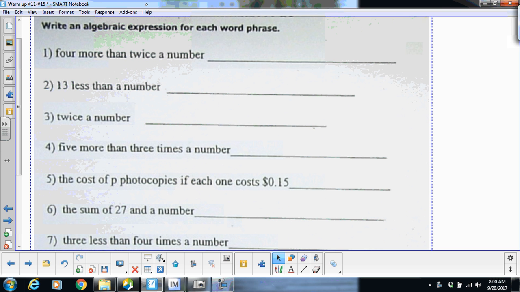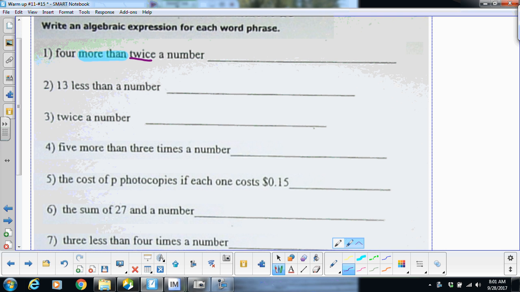All right, looking at some of worksheet 15. These are our algebraic expressions that we're taking from word form and putting them into algebraic expression form. So focus on your keywords here. For instance, on number 1, you see more than and you see twice.